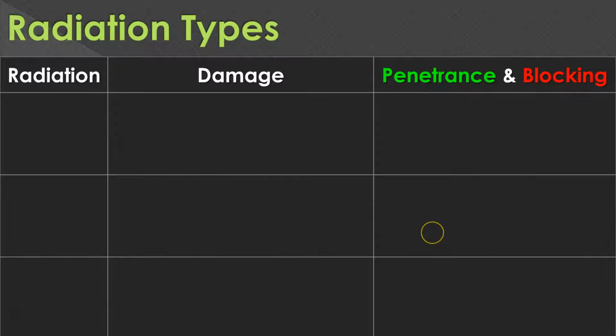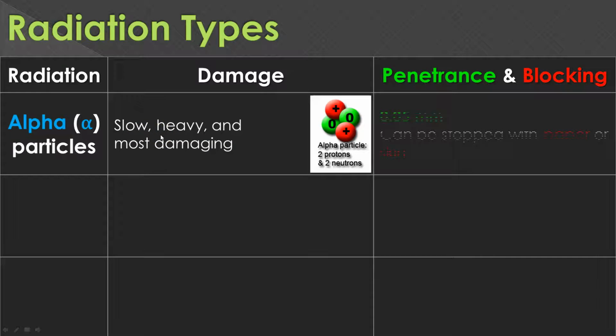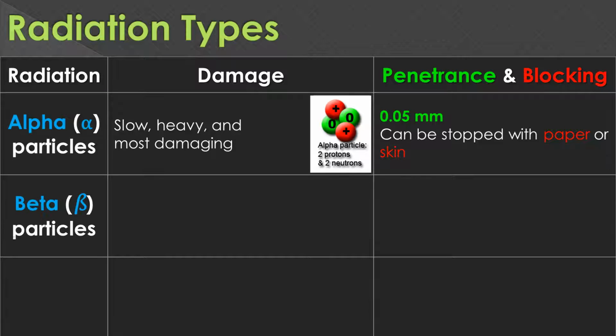Our three different types of radiation are alpha, beta, and gamma. Let's start with alpha particles. As we mentioned before, that's essentially 2 protons and 2 neutrons. They are slow, they are heavy, and they are the most damaging of our types of radiation. The good news is they can only penetrate about 0.05 millimeters. You could actually stop alpha radiation with a piece of paper or your skin. So as long as they're on the outside of you, they're not going to cause too much of a problem. Your skin can usually block the biggest damage.